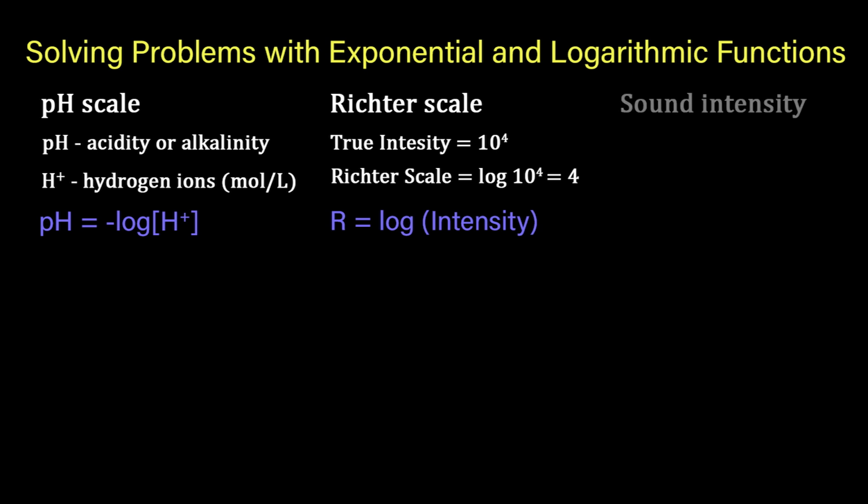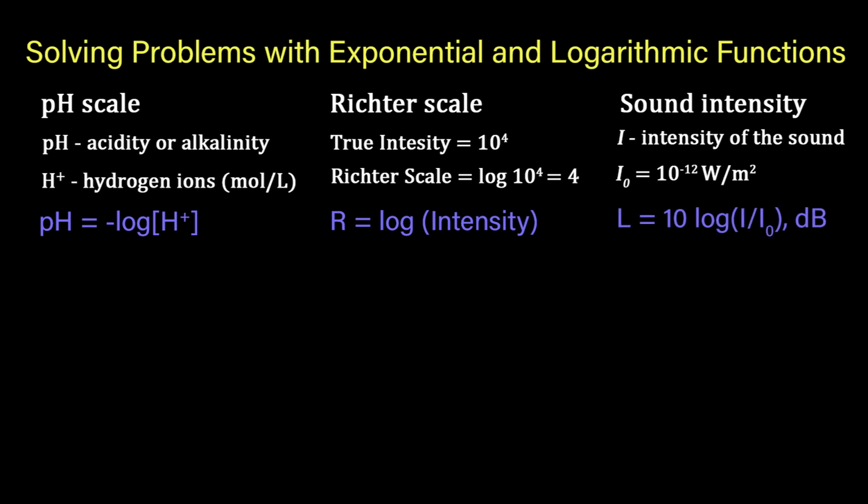Sound intensity. I is the intensity of the sound being measured. I0 is the intensity of sound at the threshold of hearing. L is the loudness measured in decibels, which equals 10 times the log of I divided by I0.